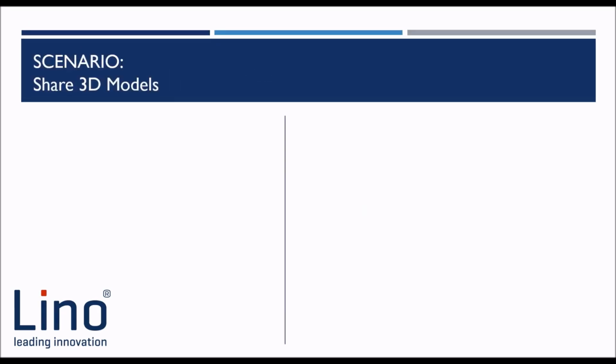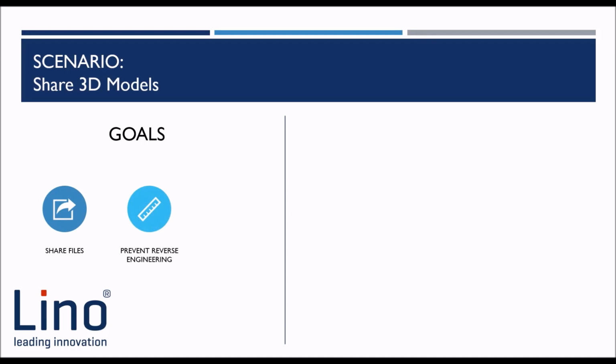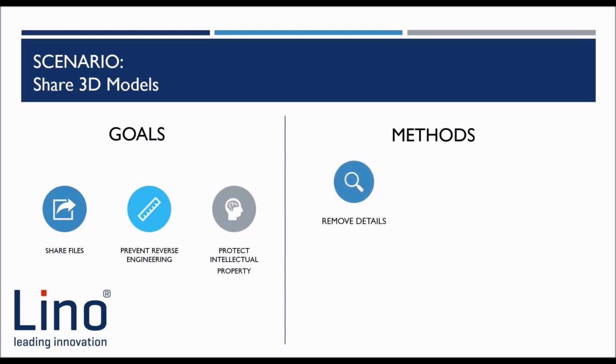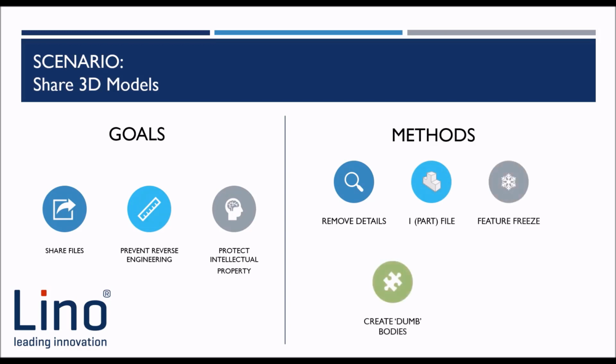In this scenario, we simplify an assembly to share it with other parties. We want to hide the model details to prevent reverse engineering and to protect our intellectual property. To do this, we remove unnecessary details, components and functions, and freeze features. The output file is a part file with a minimized number of dumb solids.